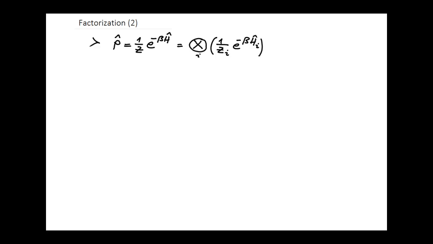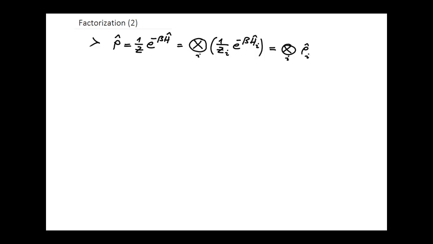But what's inside the bracket is nothing but the Boltzmann-Gibbs state of an individual part of the system. So this is the same as the product of Boltzmann-Gibbs states of the individual parts. So in particular, you learn that the Boltzmann-Gibbs state of the total system is a product state. It's a tensor product of the states of the individual subsystems.